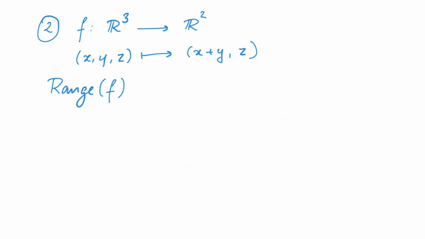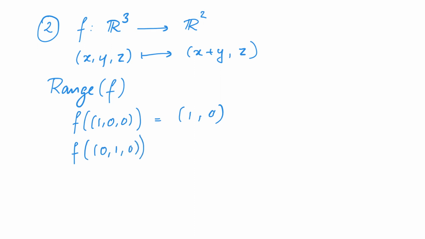Now we will find the range of f. As before, we will do this by looking at the image of the standard basis. Notice that 1, 0, 0 gets mapped to 1, 0. Similarly, 0, 1, 0 gets mapped to 1, 0. And finally, f of 0, 0, 1 is the vector 0, 1.